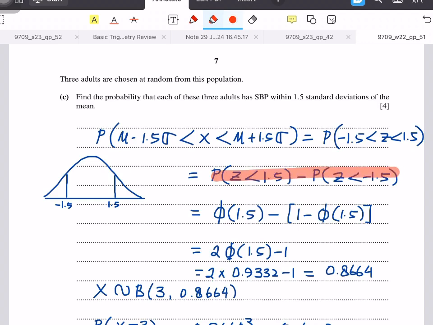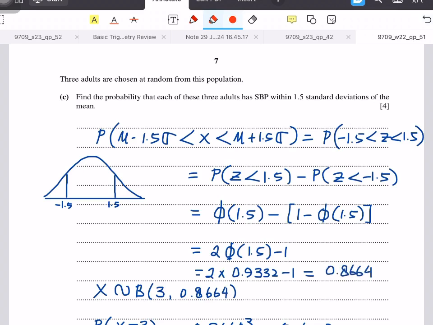So this is how we solve for this area. This area is probability Z less than 1.5 minus probability Z less than negative 1.5. It's the same as phi 1.5 minus (1 minus phi 1.5), or 2 phi 1.5 minus 1. The answer is 0.8664.